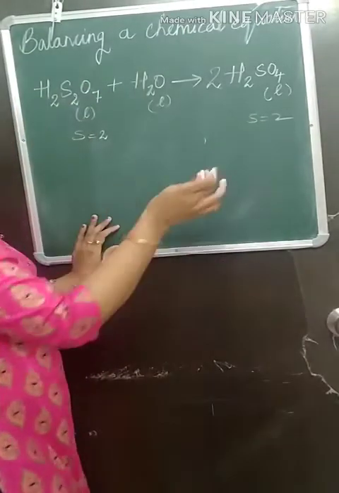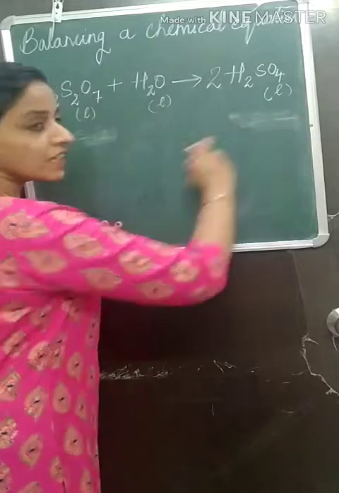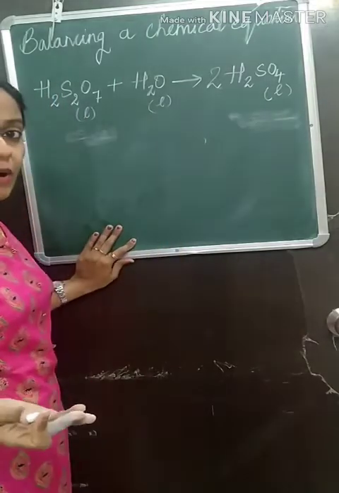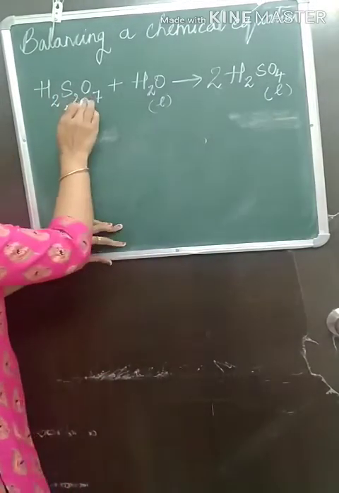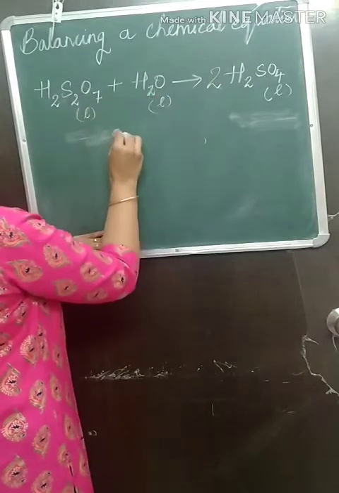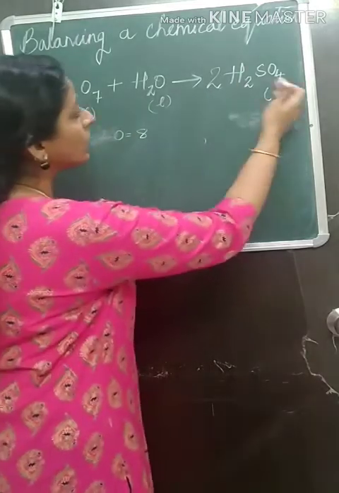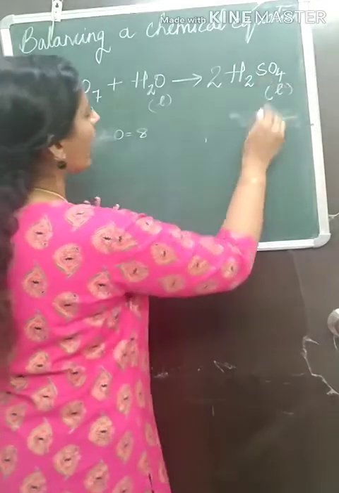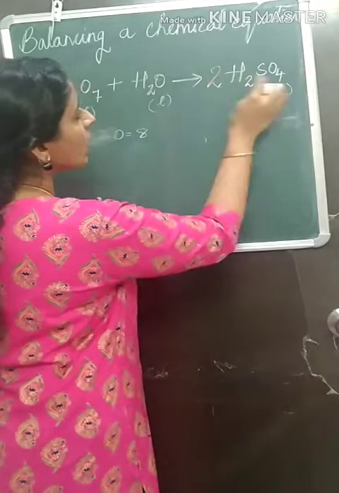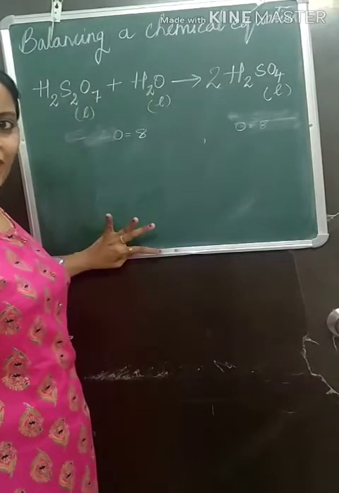S became 2 here. Non-metal is happy. Sulfur is happy. After non-metal, we will talk about oxygen. Here we have 7 and here 1, so 8 atoms of oxygen. On the product side, you have 2 4s are 8. So oxygen is balanced.